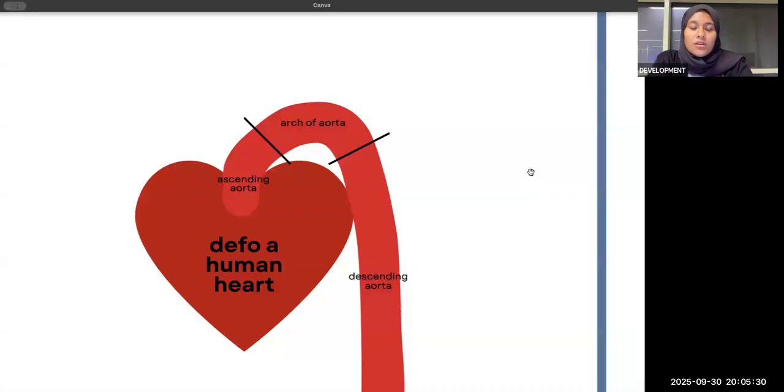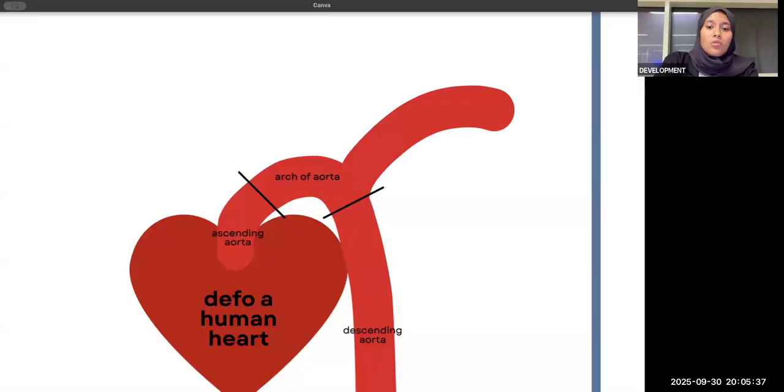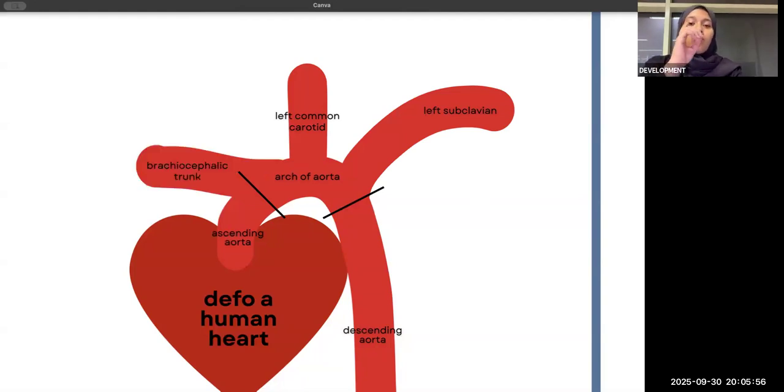Now we have our aorta and it's going to branch out, okay? And the arch of aorta will branch out into 3 arteries. The first one will be our left subclavian artery. Keep in mind, it branches out directly from the arch of aorta. Then you have your left common carotid. And then lastly, you have your brachiocephalic trunk. You only have one brachiocephalic trunk artery. Like in the arterial supply, you only have one. Keep this in mind because it's important later.